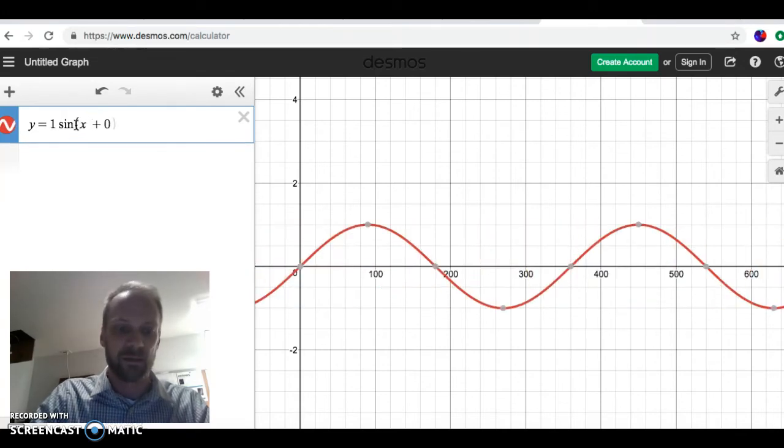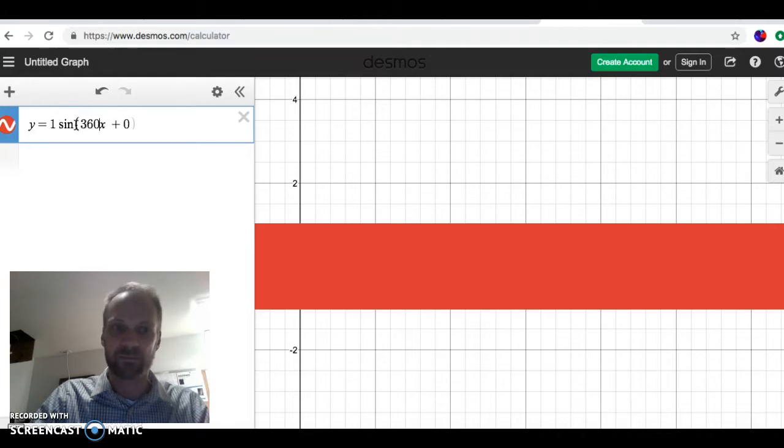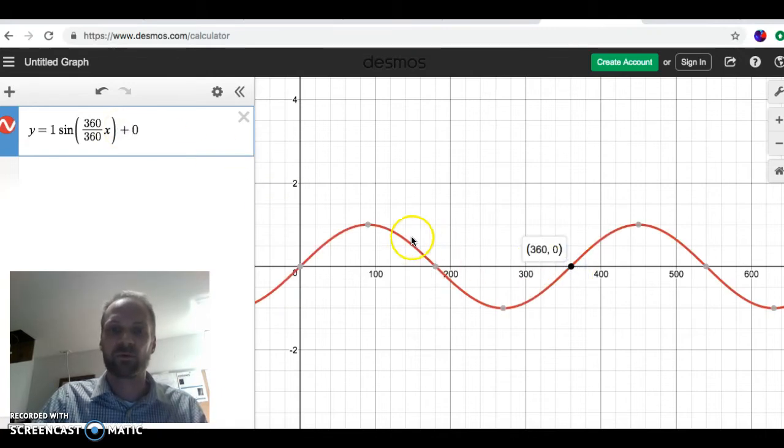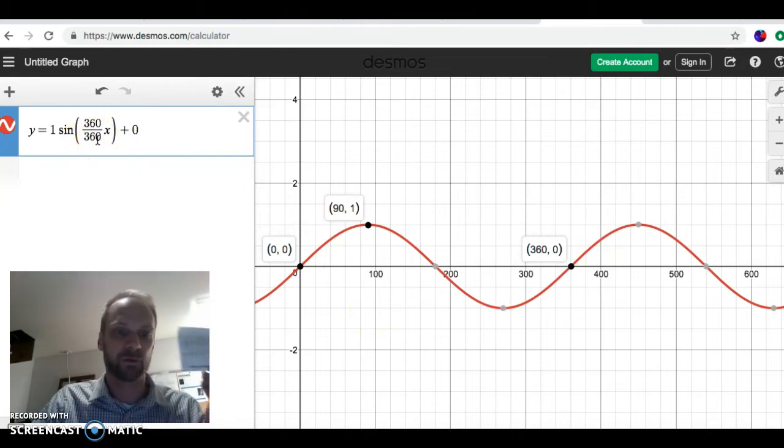If we made that 360 divided by 360, that is 1. And there we go. We have the same graph, same everything, and now we have the period included. So the formula is on the board. It's also here.